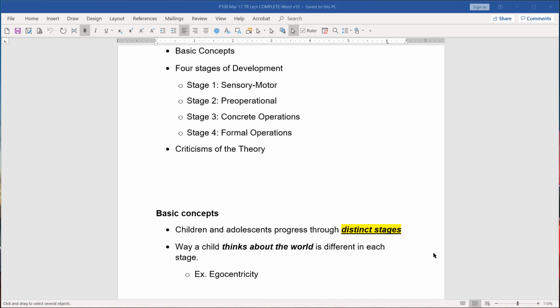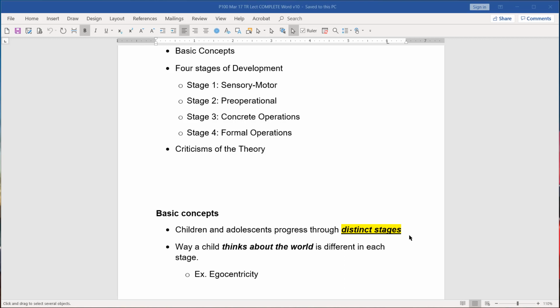Basic concepts. Piaget's theory is a theory of cognitive development. You'll remember the word cognition means thinking. So Piaget's theory is a theory of how thinking changes as we develop. Piaget argues that children and adolescents progress through predictable, distinct stages as they grow up. And you can see that's our first fill in the blank for the current lecture.